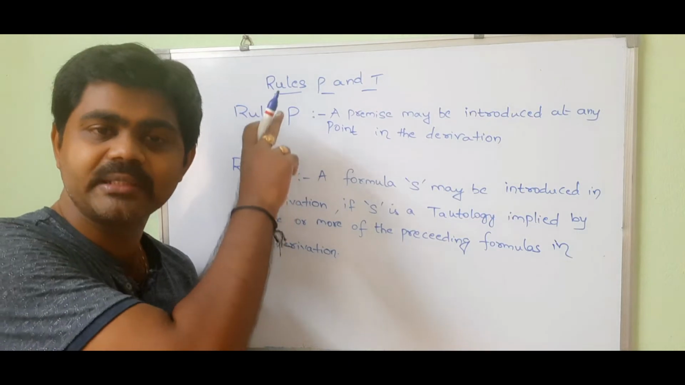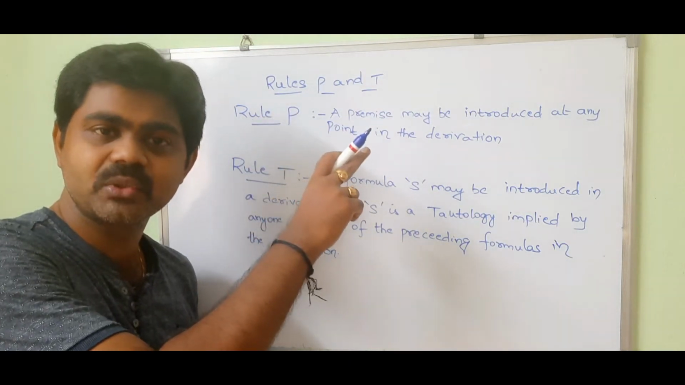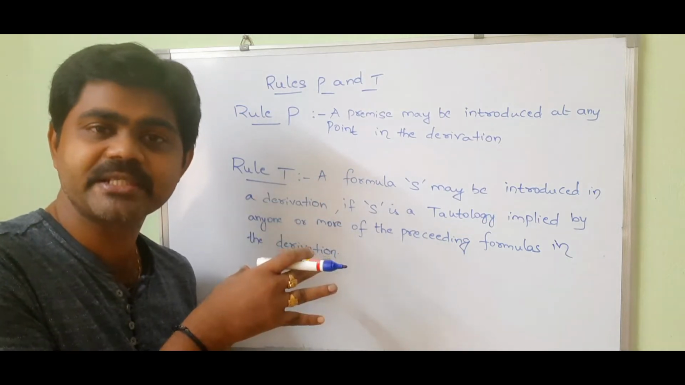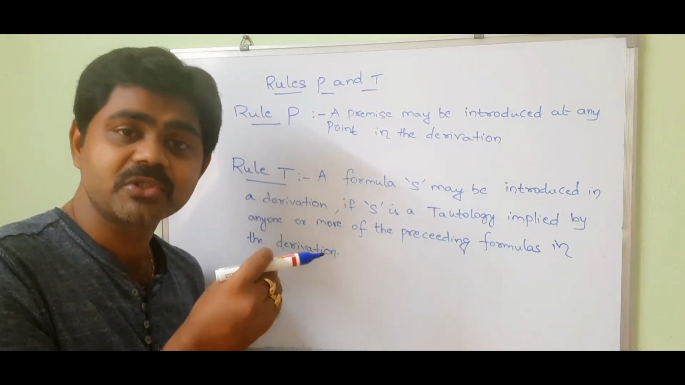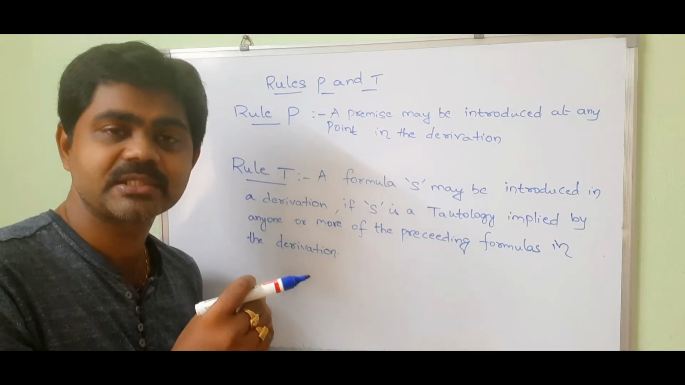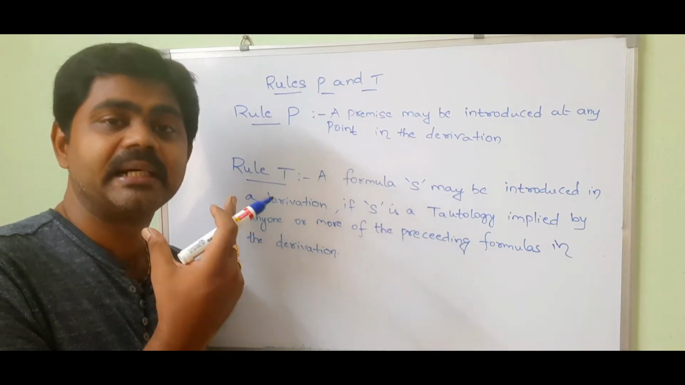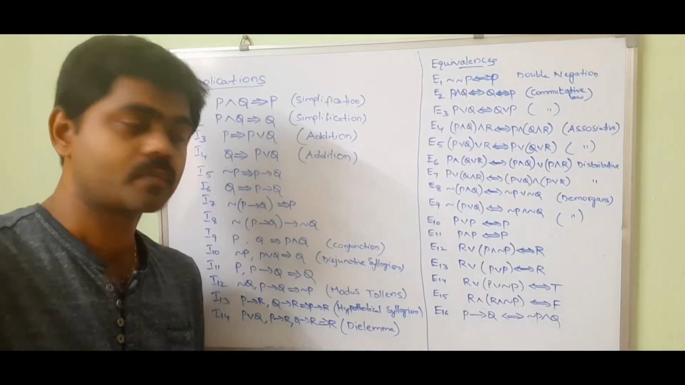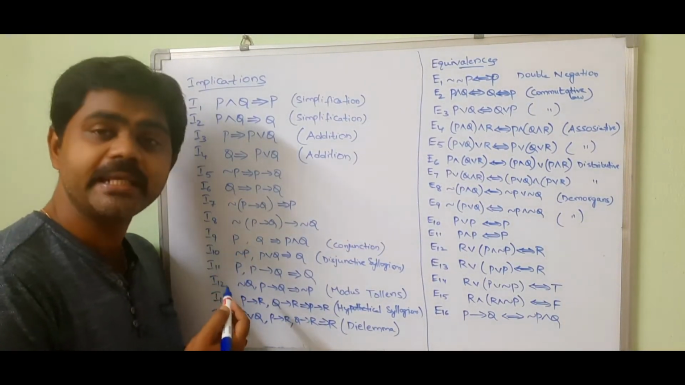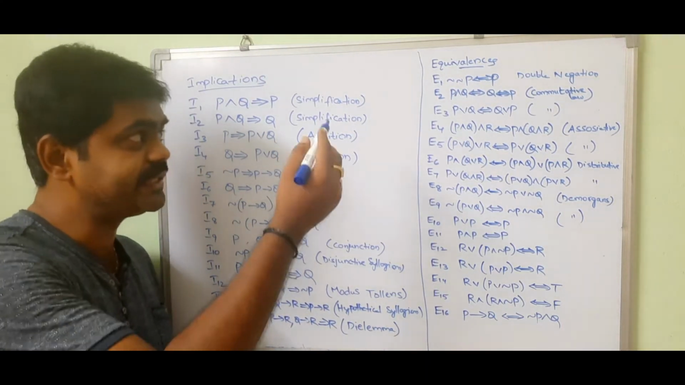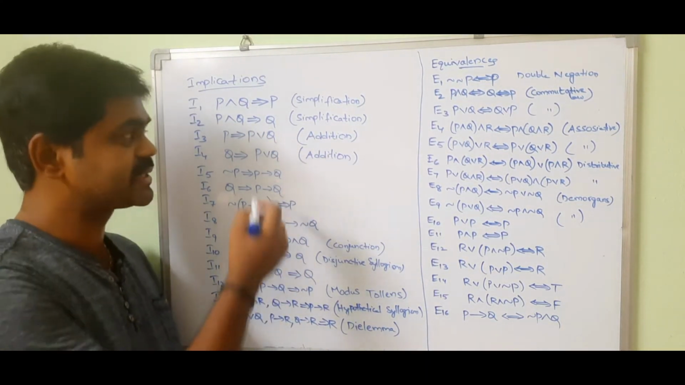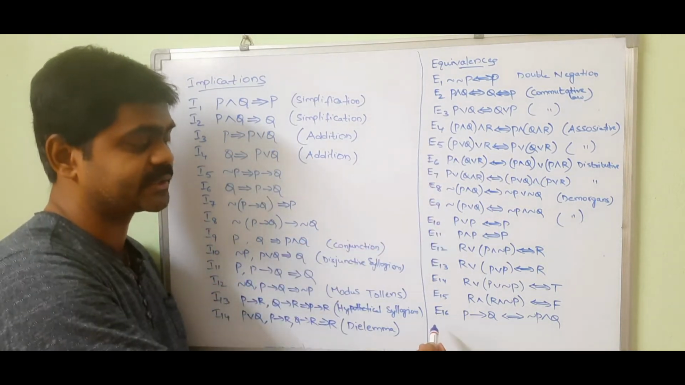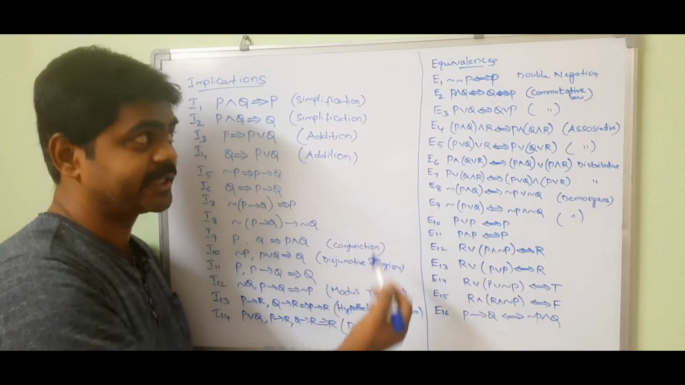Now I will write all these implication rules as well as equivalence rules. So please make a note of it, because these implication rules and equivalence rules are used to solve the problems. Later on we can solve the problems. Okay, there are 14 implication rules and 22 equivalence rules. First we'll see the 14 implication rules, and later on we'll see the equivalence rules.